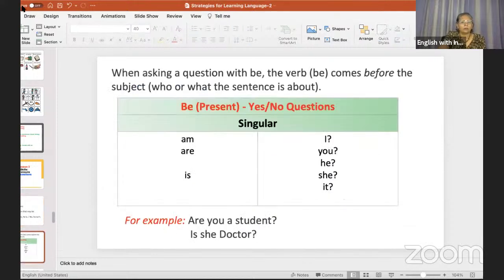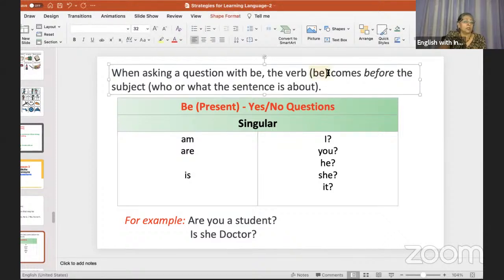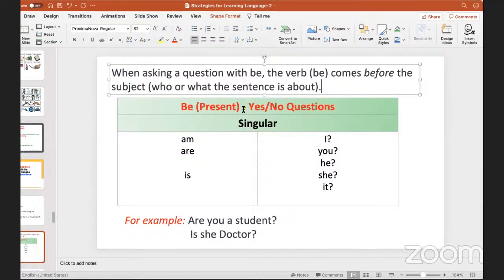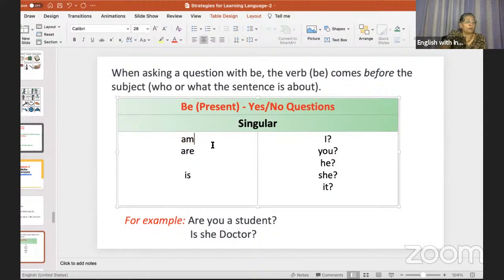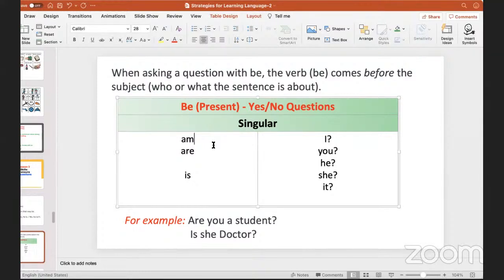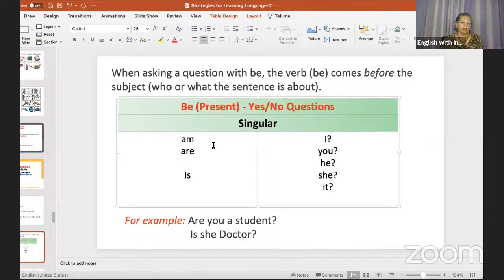Now here, when asking a question with be, the verb, and believe me, many students are learning grammar for many years but are still confused with this be verb. It comes before the subject, who or what the sentence is about. Now, when we use the sentence form and we are asking a question, will the be verb come before the pronoun or after the pronoun? I'm asking you a question.